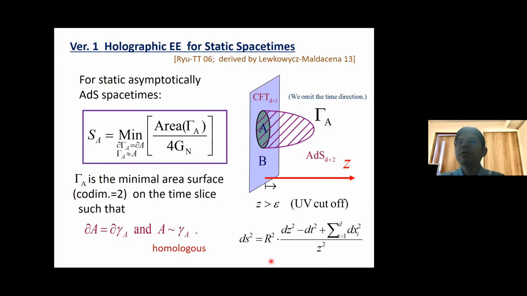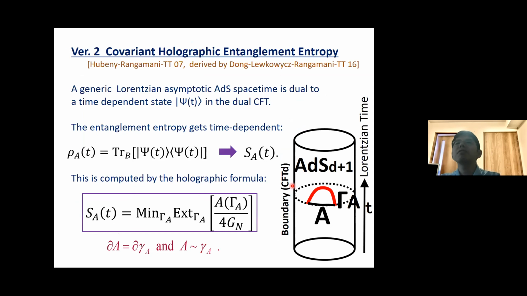This is the AdS metric, and we have a warp factor, 1 over z squared. This is the metric, and we need a UV cutoff. In general, this entropy is UV divergent, but we can cut it off geometrically by putting this cutoff in the extra dimension, the z direction. This is version 1, and version 2 is the time-dependent version, the covariant version. The previous one can only be applied to static spacetime, but we want to discuss the covariant version.